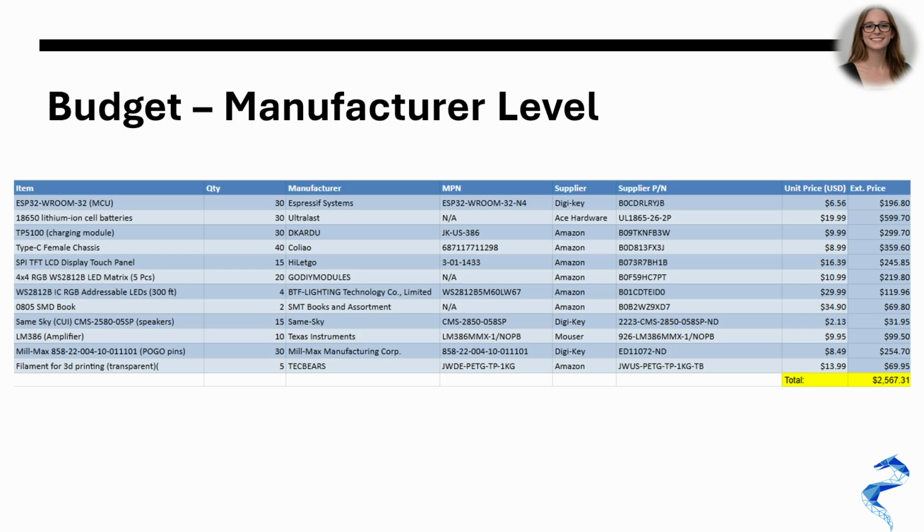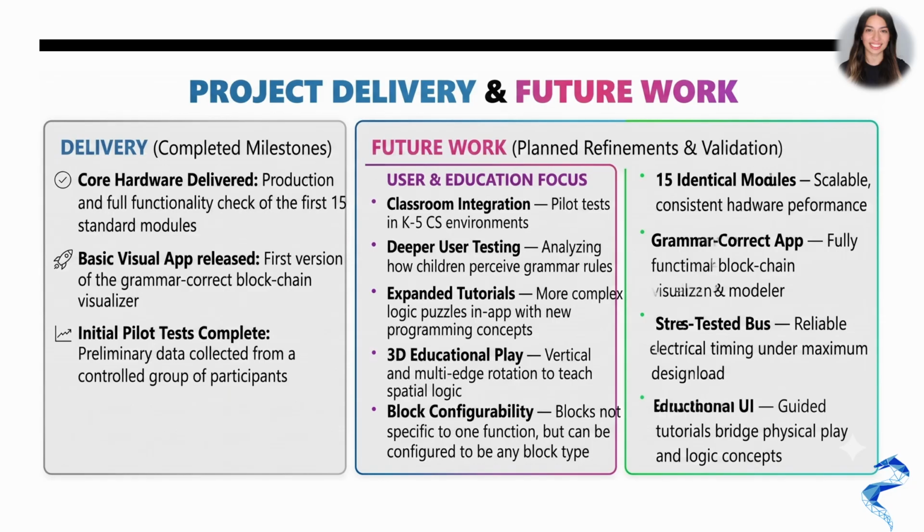Let's look at the foundation we've successfully delivered and the roadmap that we are laying out for the future of blocks of code. I'm proud to say that we have met our core goal. We've produced 15 fully functional hardware modules and successfully released the first version of our Grammar Correct Visualizer app. To validate the system, we also conducted initial pilot tests with a controlled group of young participants, giving us valuable preliminary data on how kids actually interact with the physical blocks.